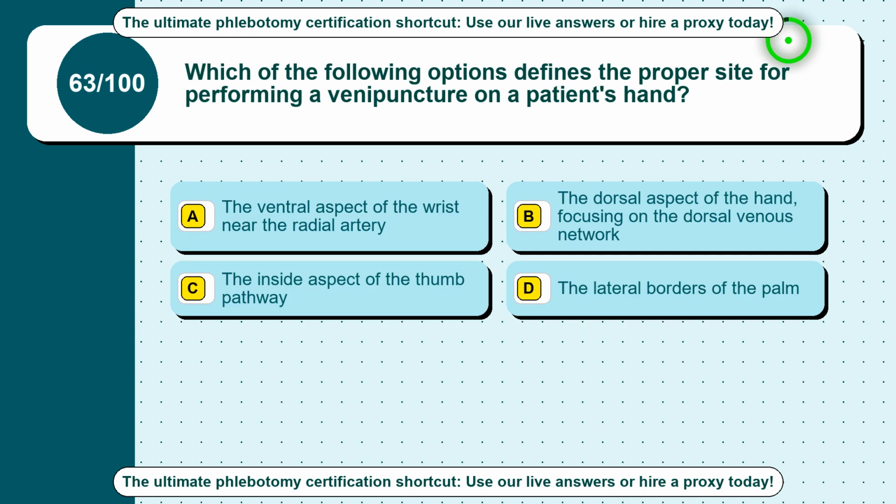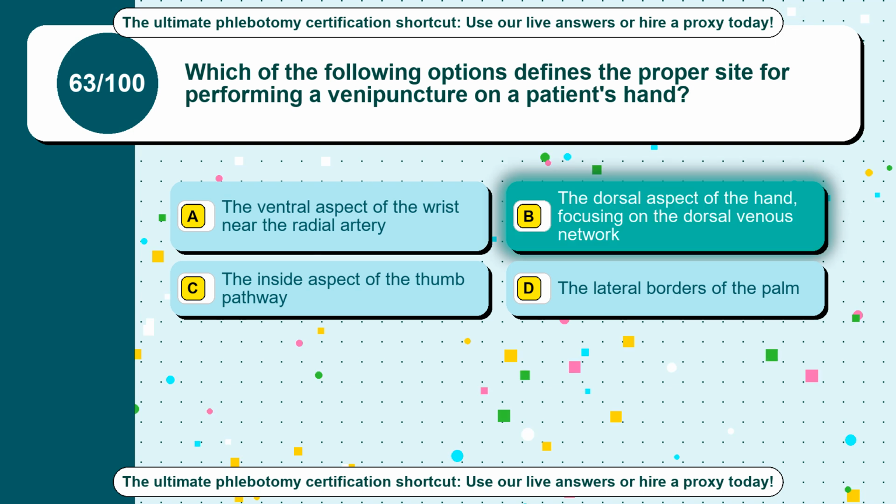Question 63. Which of the following options defines the proper site for performing a venipuncture on a patient's hand? Option A, the ventral aspect of the wrist near the radial artery. Option B, the dorsal aspect of the hand, focusing on the dorsal venous network. Option C, the inside aspect of the thumb pathway. Option D, the lateral borders of the palm.